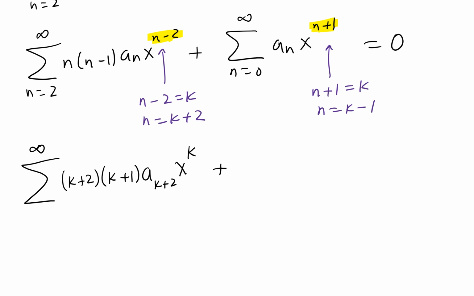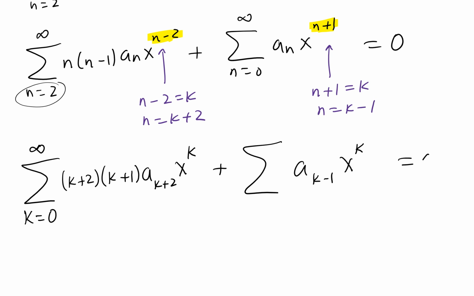Plus, instead of n, put k plus 2. So k plus 2 equals 2, so k starts at 0. Plus a sub k minus 1, x to the k. For n equals 0 here, k would equal 1. Notice something: the x to the k match now, but the indices don't match. So how are we going to get the indices to match?